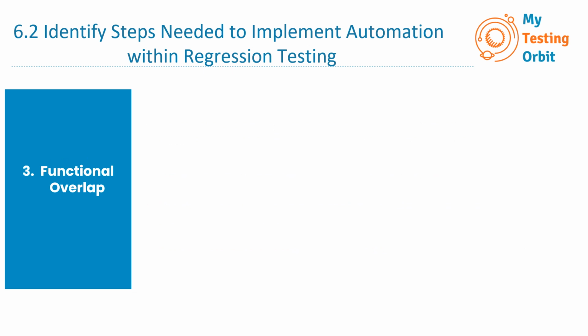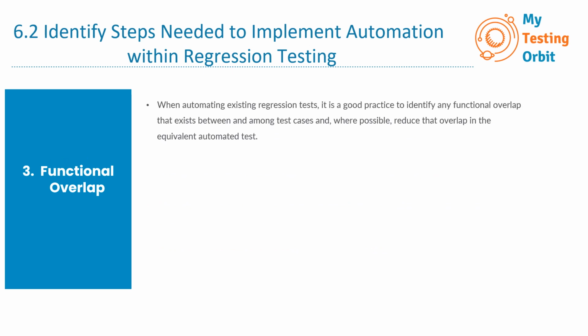Number 3, functional overlap. Think about sorting out your wardrobe. Let's say that you have got quite a lot of clothes. When you're organizing, you realize that you have a few similar shirts in different drawers. Now, if you are automating tests, it's a bit like organizing your wardrobe. You are trying to make things more efficient. So instead of having multiple similar things scattered around, you would want to tidy up and group them together.